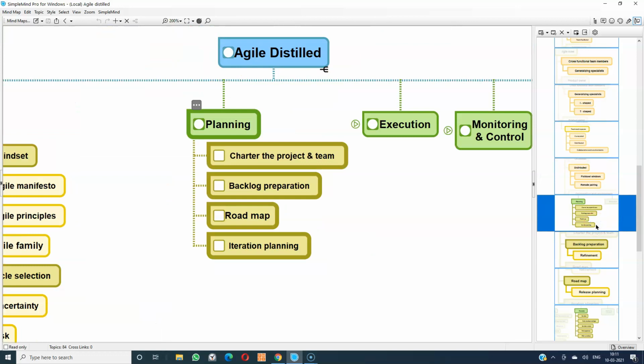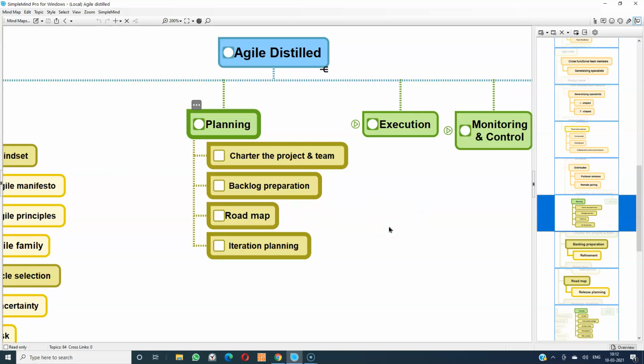Then we get into planning. In agile, the planning happens at multiple levels. So we have to create a project charter and charter the project team. Then at a product level, we have to create the backlog, and we have to define the roadmap: which feature will get into which iteration, and the tentative start and end dates for each iteration. All these things put together, we have the roadmap.